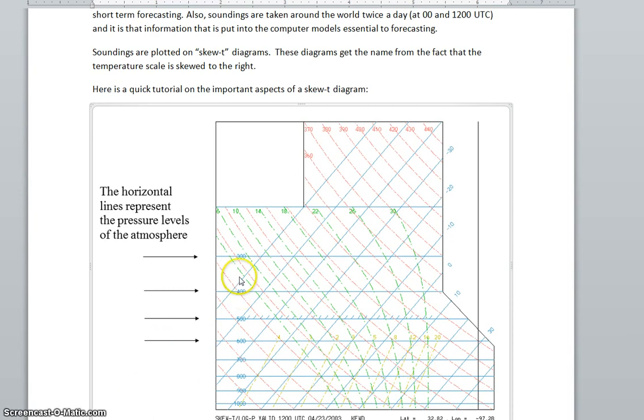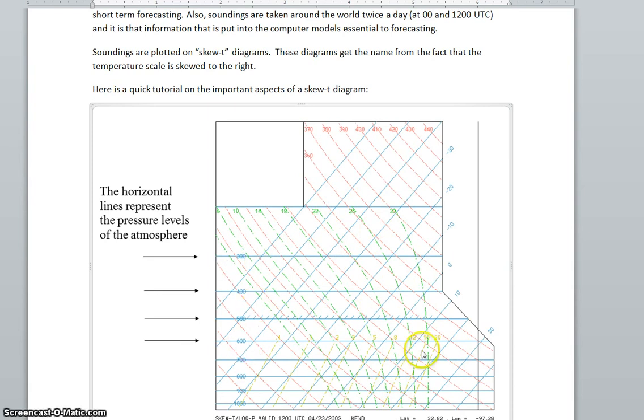Here we're looking at pressure on this first page. The horizontal lines represent pressure. Down at the bottom we have about 1,000 millibars, and that represents the surface. As we go up vertically, pressure decreases, and up at the top we have about 300 millibars. We measure it in millibars, and this is going up through the atmosphere, where the balloon would be traced. That takes care of the pressure.